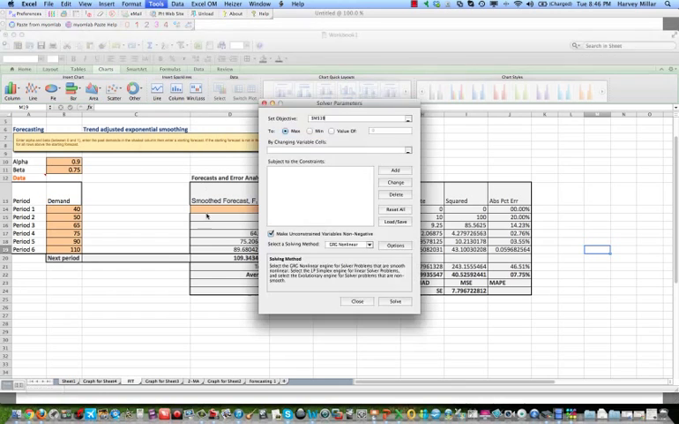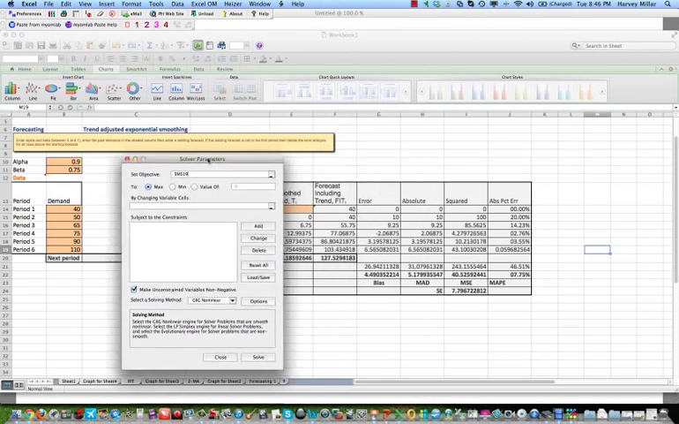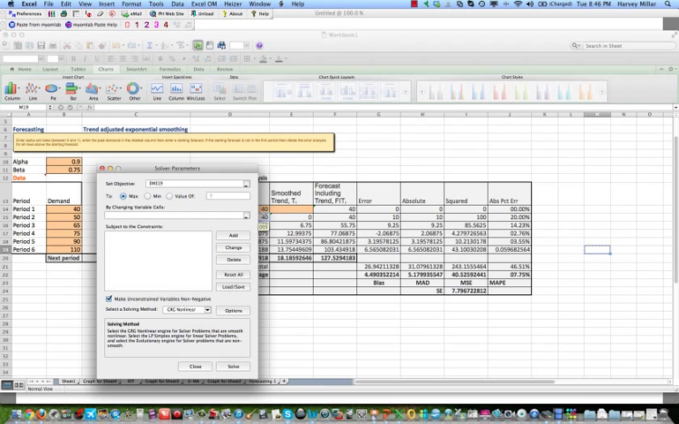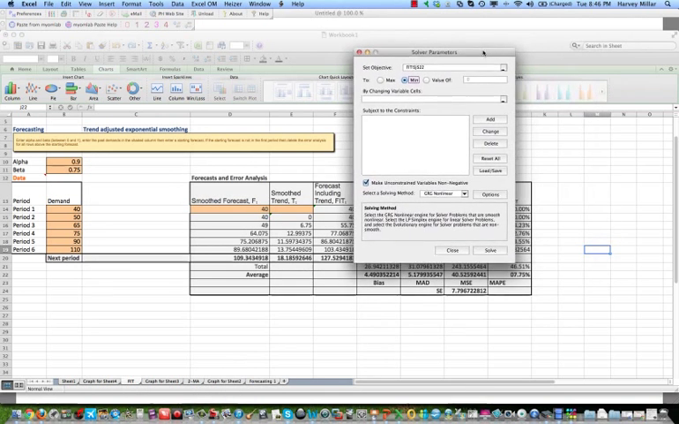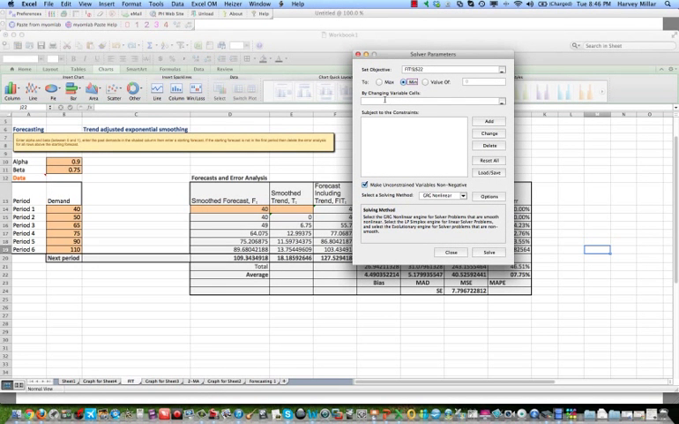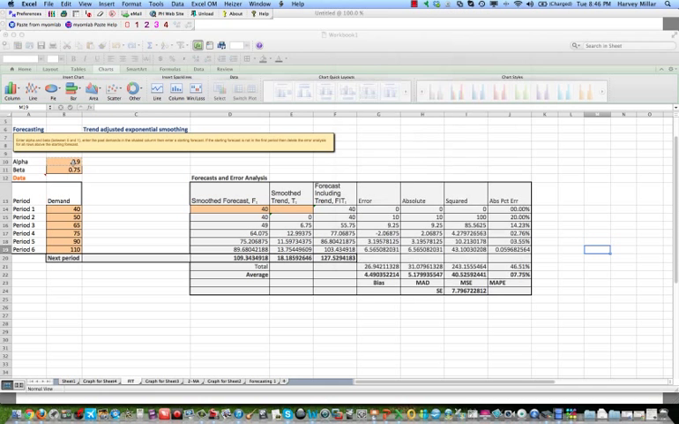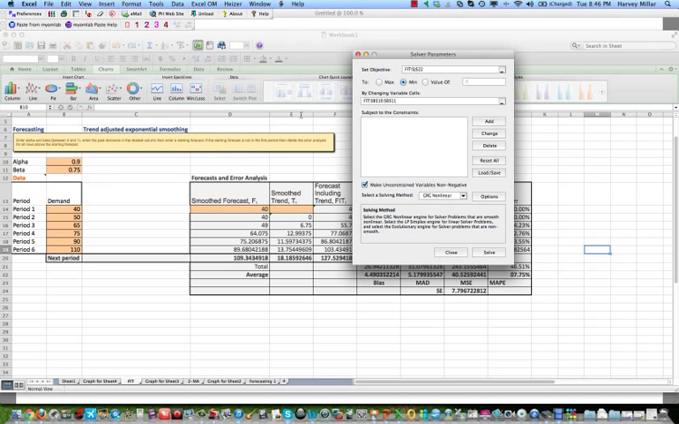So here's what I'm going to do. With this, I want to minimize. I'm going to select here. I'm going to minimize the MAPE. Alright? And I'm going to select minimization. Well, what do I want to do? I want to minimize it by changing these two values right here. So that allows me to specify which cell values I want to change.